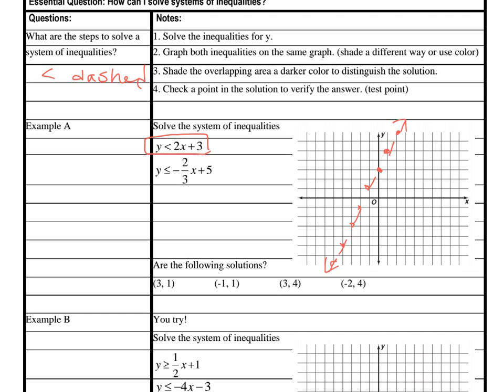Next, I need to check a point to see where to shade. I like to test 0, 0. So I'm going to check this point right here, just because it's easy. And instead of y, I'm going to put a 0, less than 2 times 0 plus 3. So 0 is less than 2 times 0 is 0, plus 3 is 3. Now I have to think, is 0 less than 3? Yes, it is, so I need to include it. So that means when I shade, I want to include the area below the line. So this part down here. So go ahead and shade that part.